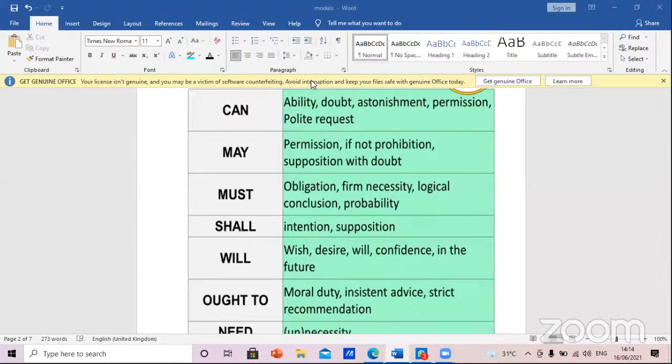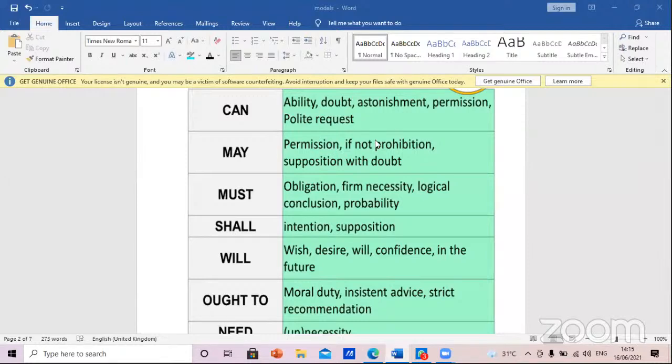And also can is used to make a polite request, right? To make a polite request. Can you please open the window for me, right? Can you please give me your pen, please? Can you please mute yourself? Can you please be good children and listen to me? Right? Like that.